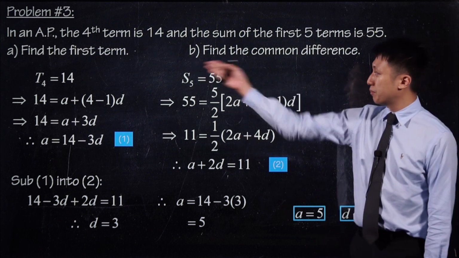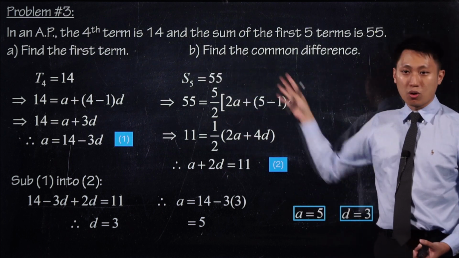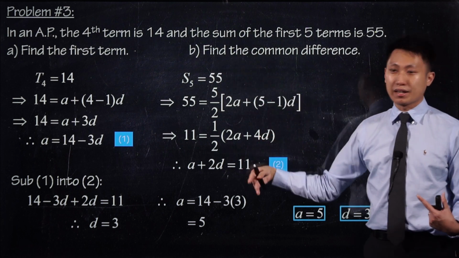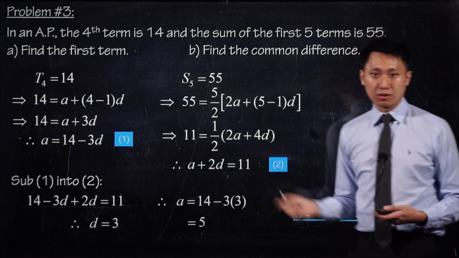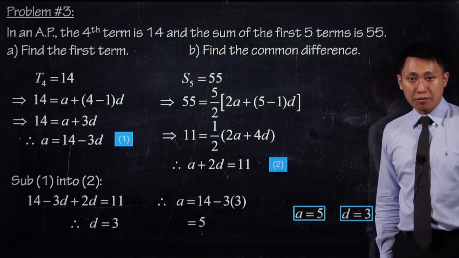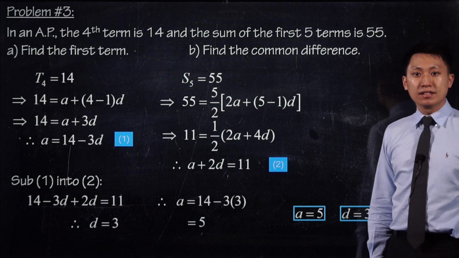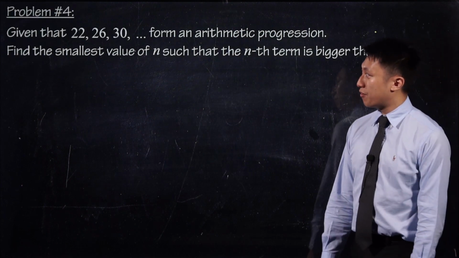So you want to find the first term and the common difference, you have done it in one whole thing here. You can't actually solve it one by one. So you have to do it in one go. This whole thing. No problem? If you have any problem, you can always pause the video or rewind it. Next. Okay, problem number 4.